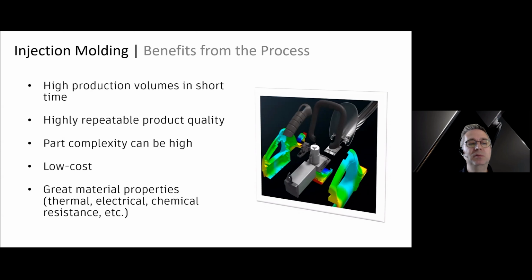And those parts come out very repeatably, just shot after shot after shot. That can be a simple part, or it can be highly complex parts. And that's just one of the beauties of injection molding. In the end, it produces very low cost for all of the complexity and quality that you can get out.